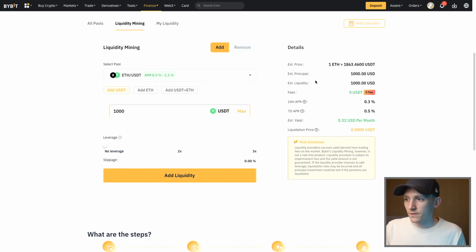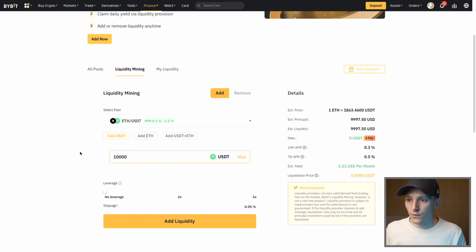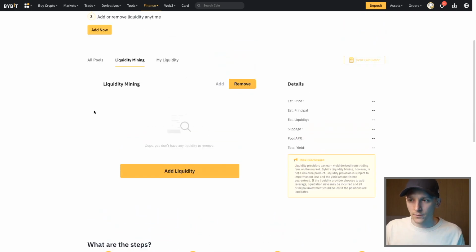You can see right here the amount of principal and liquidity, and the APR as it is of right now. You're going to get this yield per month based on that. The more you add, of course, the more potential yield. So you're adding two assets in, you can add them here, you get the trading fees. If you want to remove them both and take them back out, you can do that.